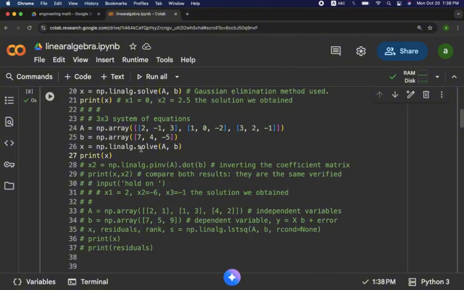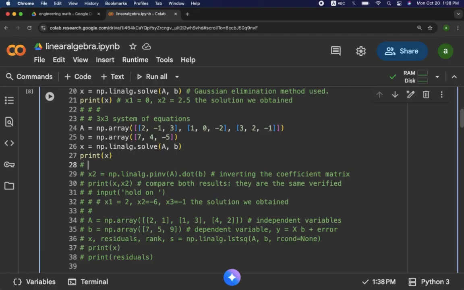Now, what else can we do to solve the same problem? Well, actually we can remember our problem is like this.